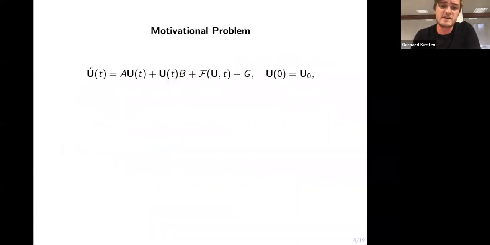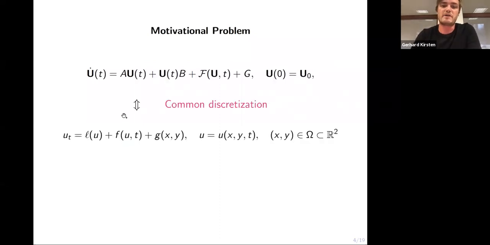Let me first show a motivational problem for why we are considering this. We're looking at a matrix valued ordinary differential equation, which has a linear Sylvester term, some constant term, and this nonlinear matrix function. This commonly comes from a discretization of a PDE of this form. It has a linear, probably diffusion operator, a nonlinear term, and a forcing term. And this PDE is in 2 dimensions.